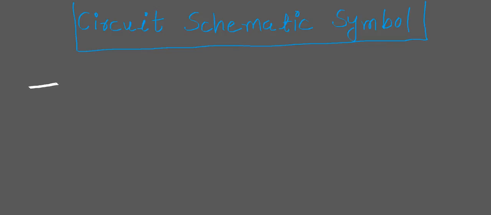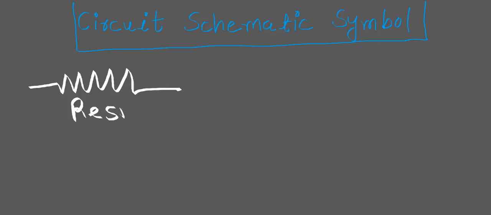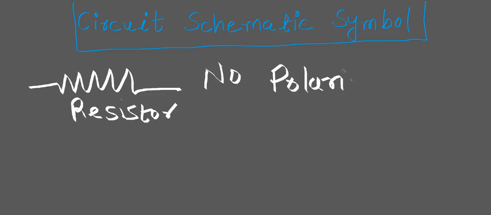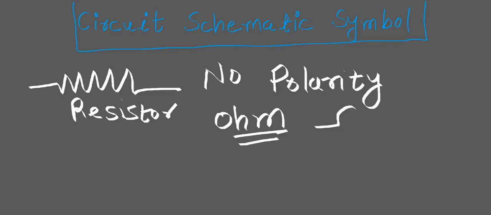Okay, so after ground comes the resistor. The resistor is a passive electrical component denoted by the zigzag sign. It has no polarity, which means you can connect it with either side, and you need not be worried about the polarity, okay? The unit of resistance is ohms, which is denoted by this sign just like this. An important thing to note here is that resistors are used in a circuit to limit the current or divide the voltage to specific components in the circuit.